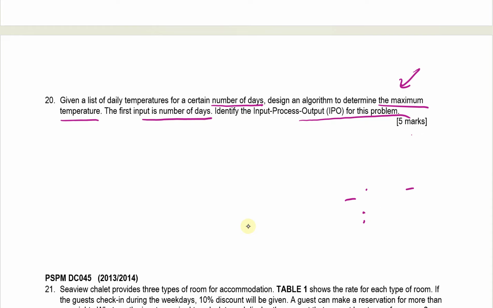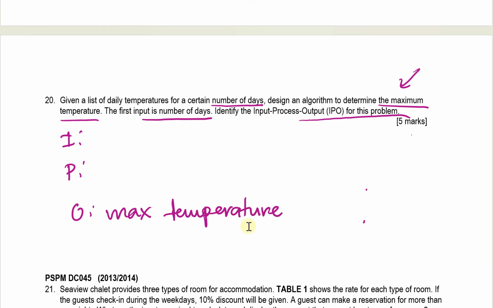Okay, now what is the output? What are you going to find? So of course this one is input, process, and output. So you are going to get the maximum temperature. Actually, normally the output you just take from the question given. What is the question going to get? To determine the maximum temperature.